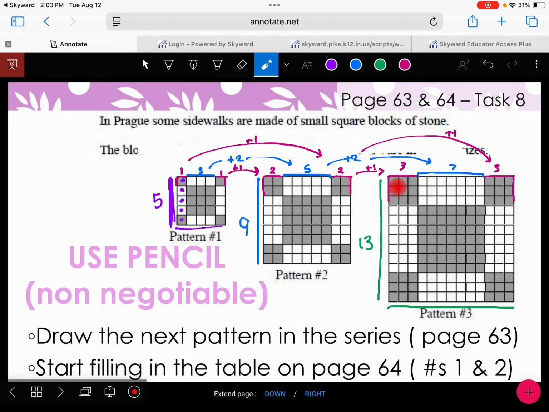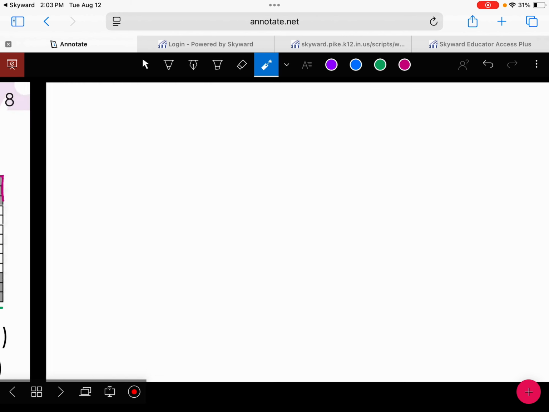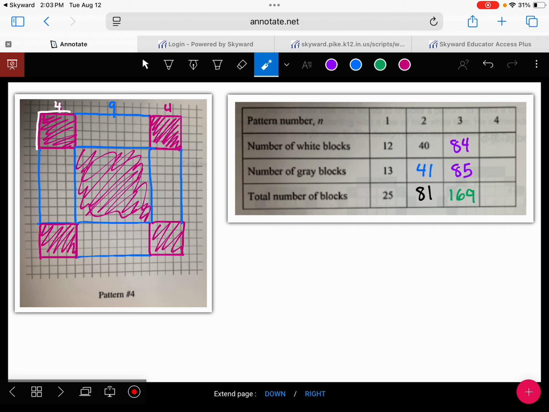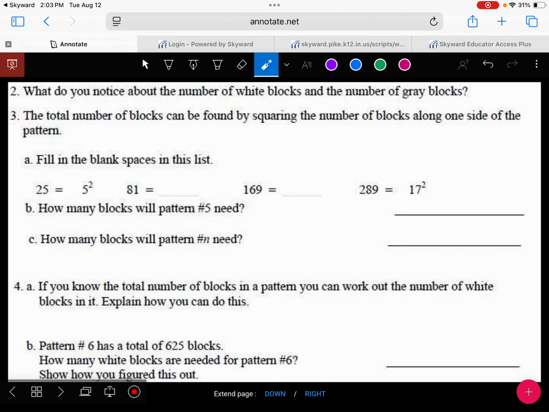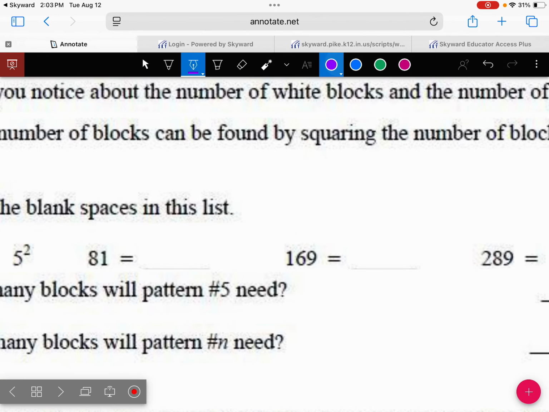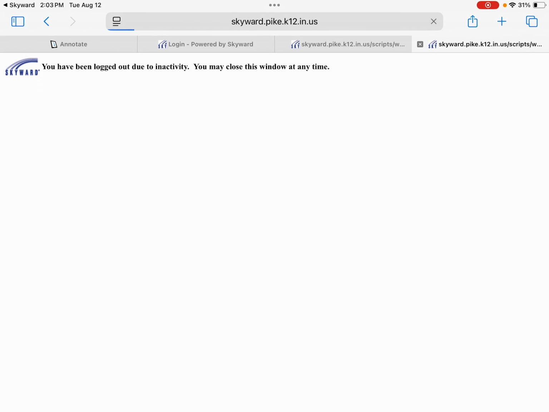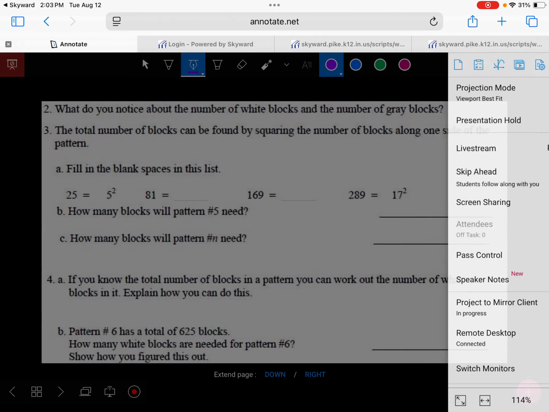If I came through and I counted up my 9 squares here, my 9 squares here, my 9 squares here, my 9 squares here, and all these ones in the middle, we are going to get exactly these numbers. So sometimes we use our pattern recognition in different ways. Below here on question number 2, it's asking what we noticed about the white blocks and the gray blocks. That is 100% what we were just saying. They're one away from each other. Oops, changing the page. Ah, there we go. My screen changed.